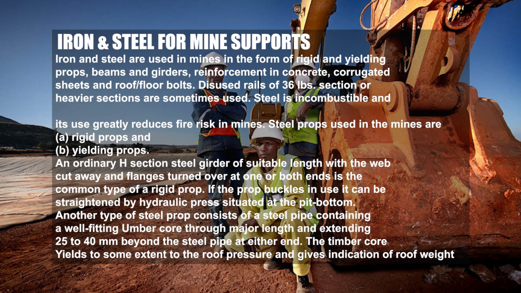Another type of steel prop consists of a steel pipe containing a well fitted timber core, cut to measured length and extending 25 to 40 mm beyond the steel pipe at either end. The timber core yields to some extent to the roof pressure and gives indication of roof weight.